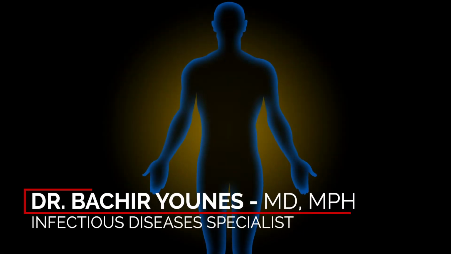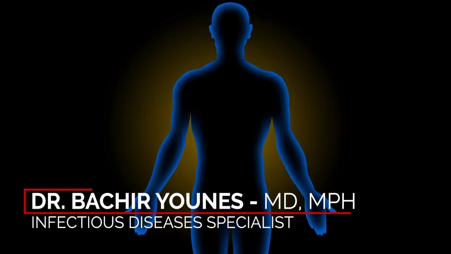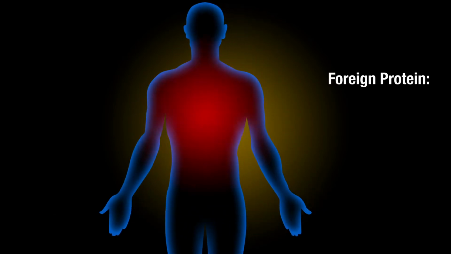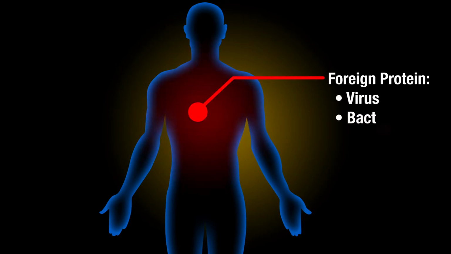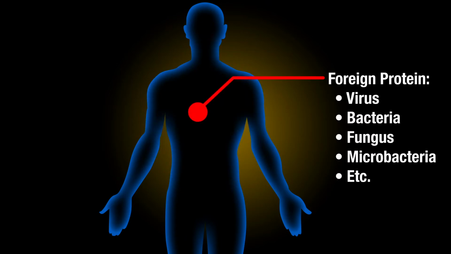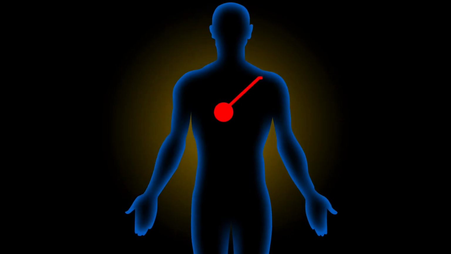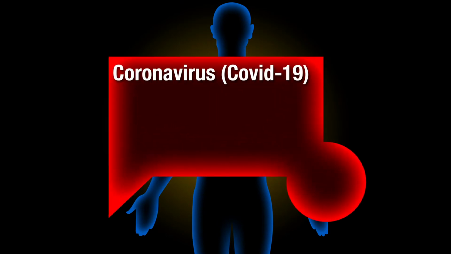If you can imagine, this is the human body. When we acquire a foreign protein, that protein could be a virus, a bacteria, a fungus, a mycobacteria, whatever that is. For the purpose of this talk, let's say this virus is COVID-19. This virus has a certain shape, a sort of a round side and another angular side right here. The virus will have inside it nucleic acid material. If it's a DNA or an RNA virus, it would have a DNA or RNA.